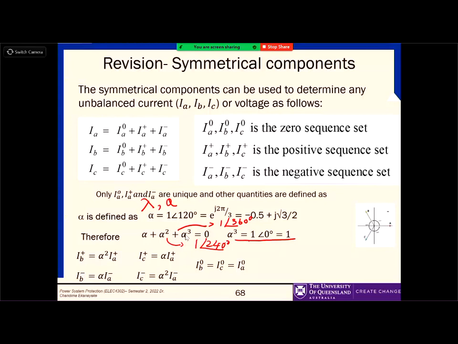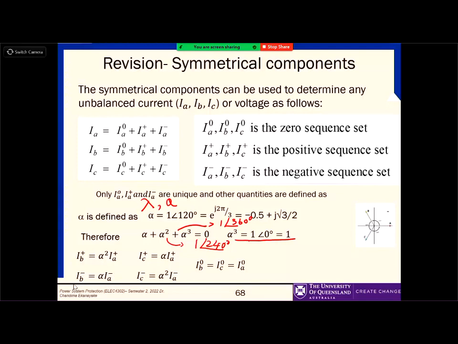Now also, you can represent the relationship between the positive sequence components in terms of alpha. We know IB plus is 120 degrees lagging, or 240 degrees leading. So therefore, IB plus is equal to alpha squared times IA plus, and IC plus is equal to alpha times IA plus. That is just the way of making the connections between positive sequence components. Similarly, you can write the connections between the negative sequence components.